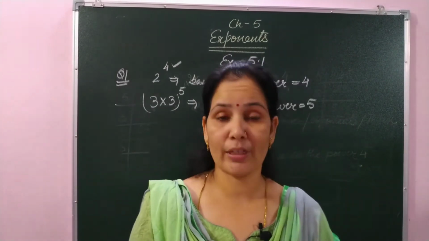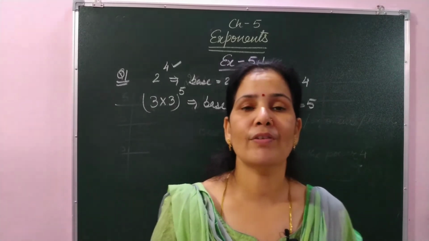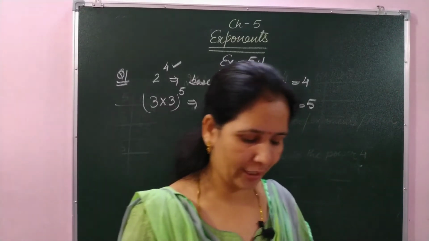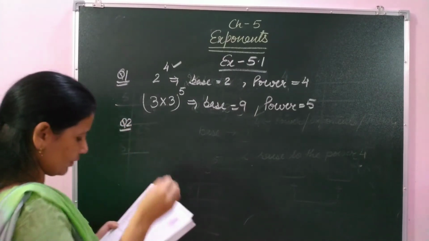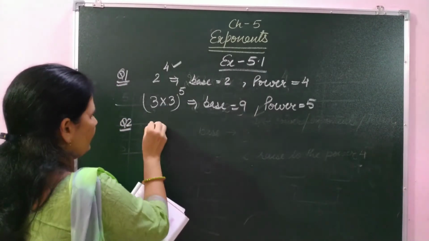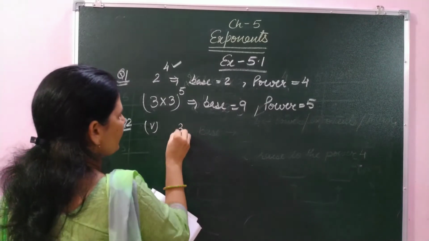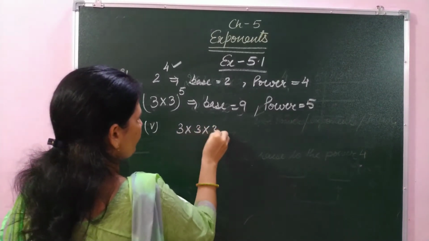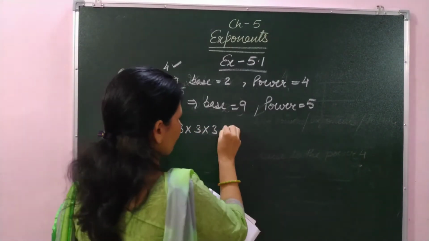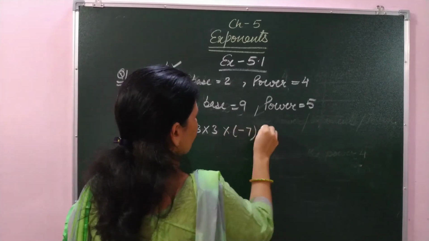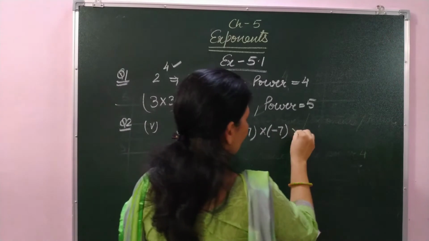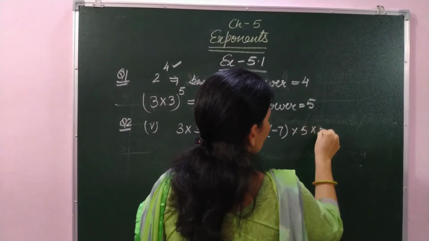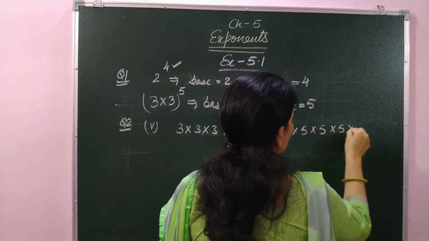Write in exponential notation. They have given it in the form of factors and you have to write the exponential notation. This is our question number 2. I am taking its fourth part. In the fourth part, 3 repeats 3 times. Then after that, minus 7 repeats 2 times. And then 5 repeats 4 times. 1, 2, 3 and 4.